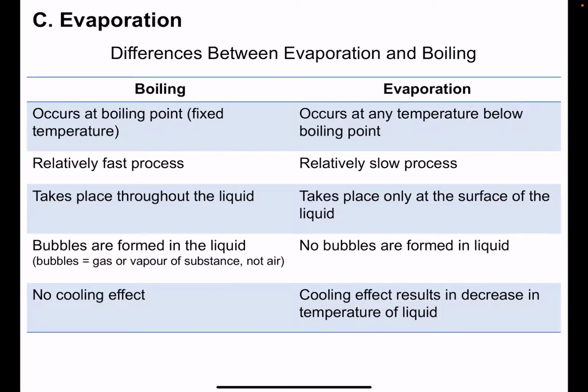Now, there are differences between evaporation and boiling. Boiling occurs only at boiling point. It is a fixed temperature, while evaporation occurs at any temperature below boiling point. Boiling is a relatively fast process, while evaporation is a slow process. Boiling takes place throughout the liquid and bubbles are formed, but evaporation only takes place at the surface of the liquid and no bubbles are formed. Now, boiling of course doesn't produce a cooling effect, but evaporation has a cooling effect.